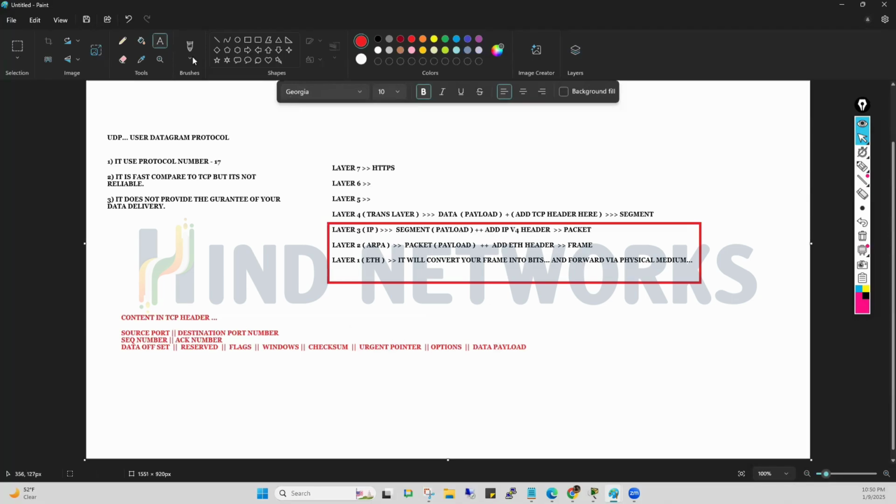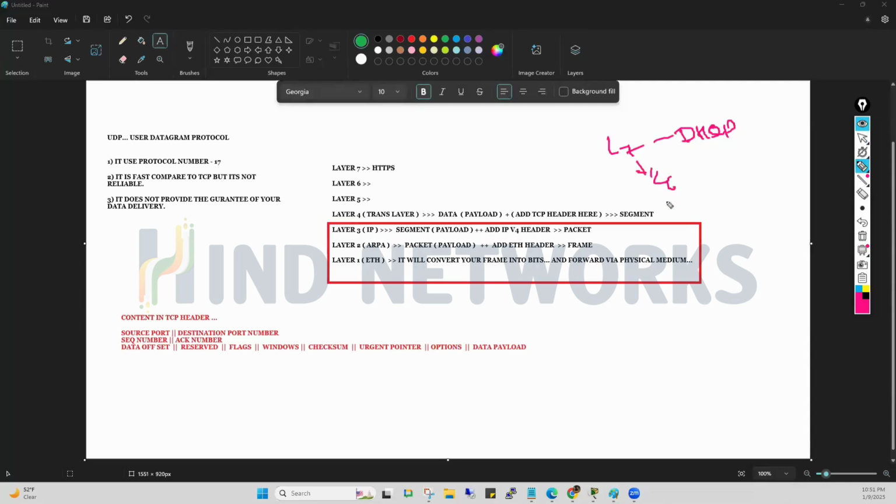Getting my point, everyone? I hope this is clear to all of you. For example, at application layer, you are using DHCP. Now, who can tell me, for example, at application layer, at layer number 7, you use DHCP.